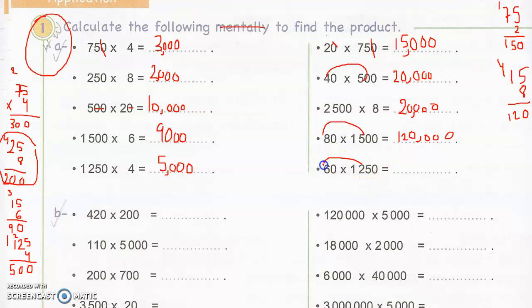Here, 125 times 6. 6 times 5, 30. 0, 3 up. 6 times 2, 12. Plus the 3, 15. 5 down and 1 up. 6 times 1, 6. And 1, it's 7. So 750. How many zeros? 1, 2 in both sides. 1, 2. So it will be 75,000.